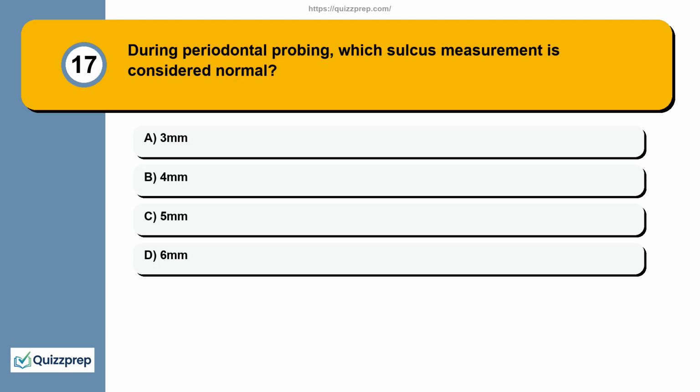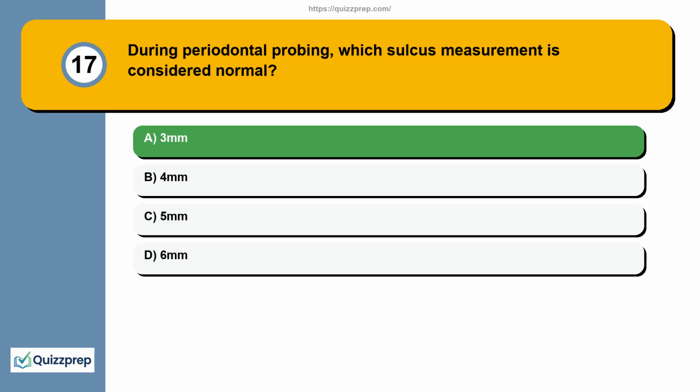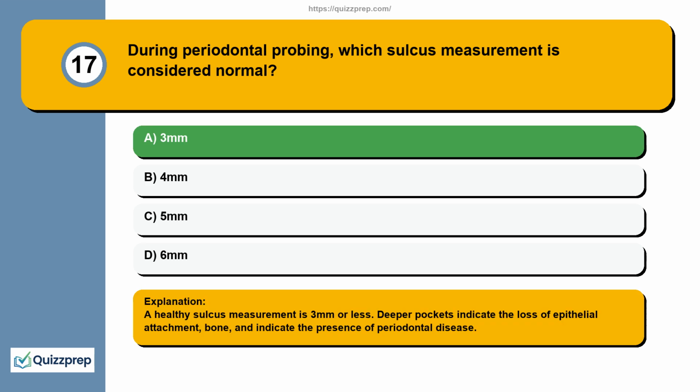Question 17. During periodontal probing, which sulcus measurement is considered normal? 3 mm, 4 mm, 5 mm, 6 mm. A healthy sulcus measurement is 3 mm or less. Deeper pockets indicate the loss of epithelial attachment and bone, and indicate the presence of periodontal disease.